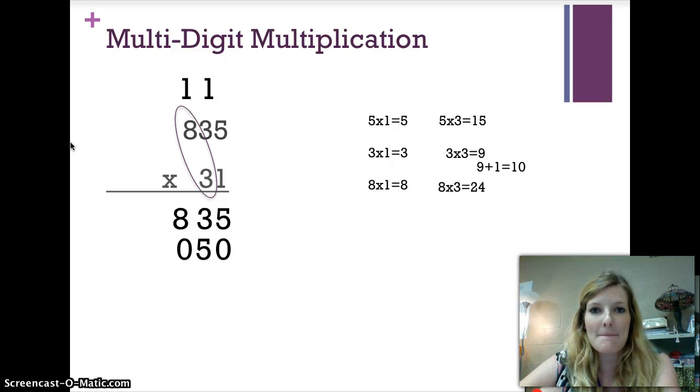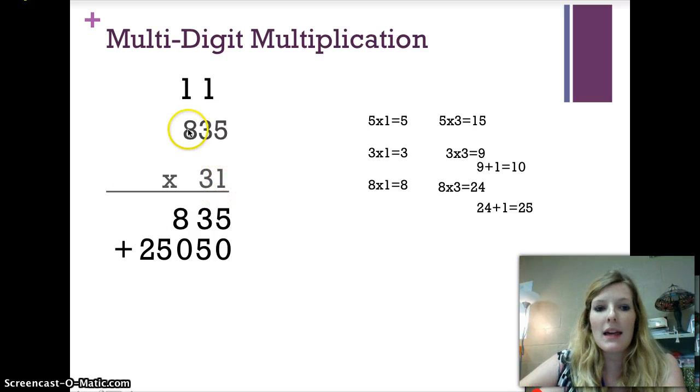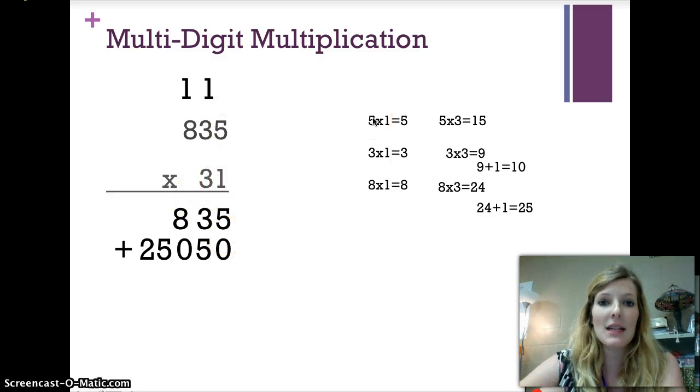Am I done? Not yet. I have to add that last 1 in here. So 24 plus 1 equals 25. And then I write that below. Each number gets its own column. So I have my ones column, my tens column, my hundreds column, thousands, and then my 10,000s column. We have to add them all up together because it's just like multiplying 835 times 1 and then 835 times 30 with that placeholder 0. So I need to add them together to get the right answer.